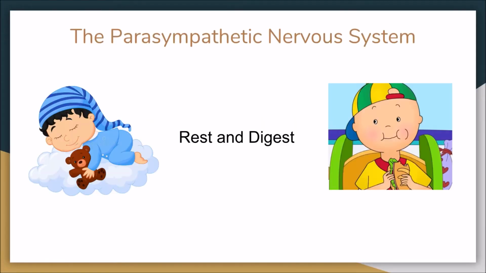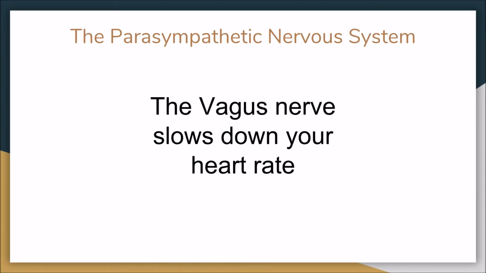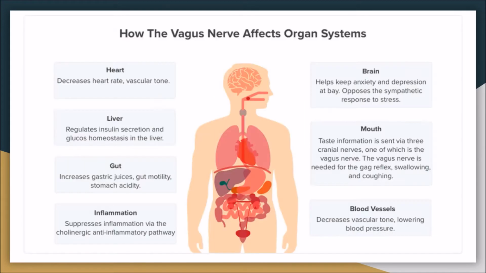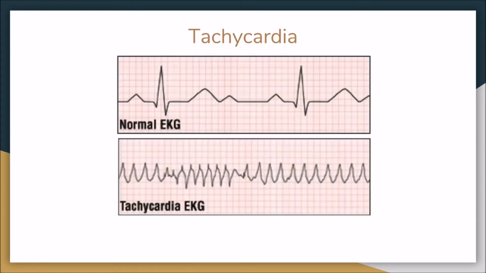The heart rate is slowed by the activation of the parasympathetic nervous system. The vagus nerve is the nerve which decreases the heart rate. If this nerve is damaged, it will cause the heart rate to speed up. This may result in tachycardia. Tachycardia is when the heart rate is faster than normal while you are at rest.